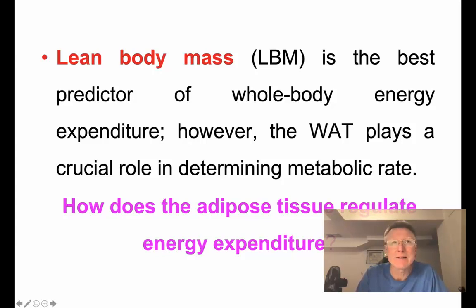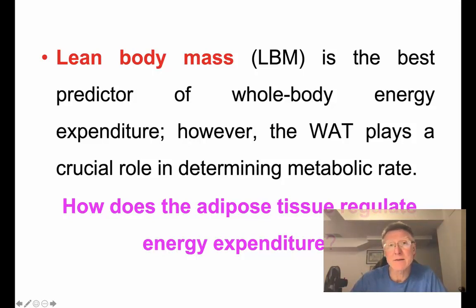I think when we say this, it's easy to understand the idea of lean body mass, because there's muscle, liver, brain, kidney, heart, all these different organs, and we learned that they have a much higher metabolic rate than the adipose tissue. So it's easy to accept that if you were to predict energy expenditure or metabolic rate, you would probably go directly to the lean body mass. But the adipose tissue plays a role in this also.